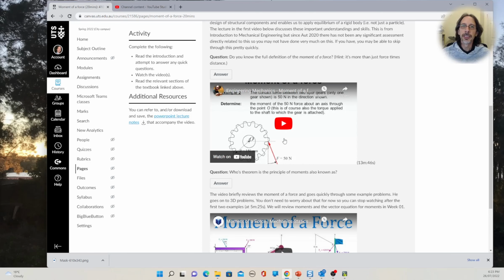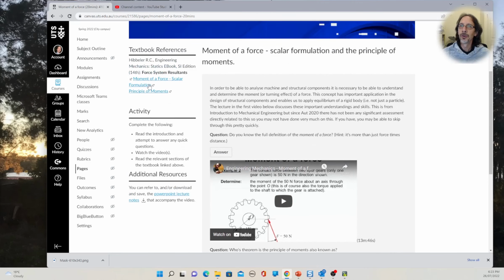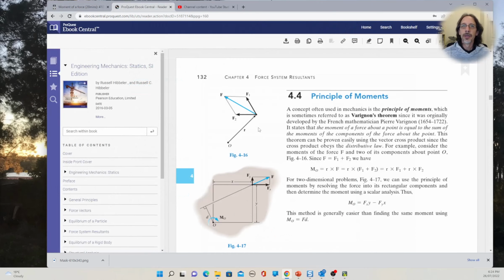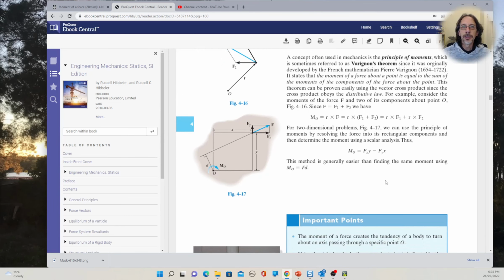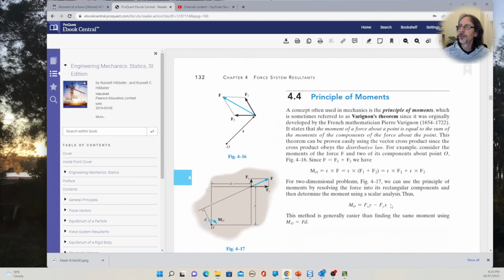So if you're studying somewhere else other than UTS, then you'll have something like this, or if you don't have that, you can always, of course, go to the textbook. All right, so we get to the page in the textbook on principle of moments. You may not have an online site with all your learning materials, but hopefully you'll have a textbook that you can look up and see the equations and information and so on. So in the textbook you can see here is how they've written their equation for Varignon's theorem, or the principle of moments.